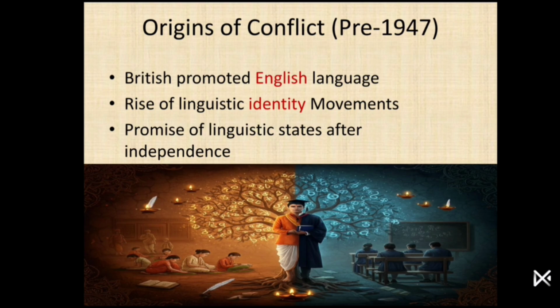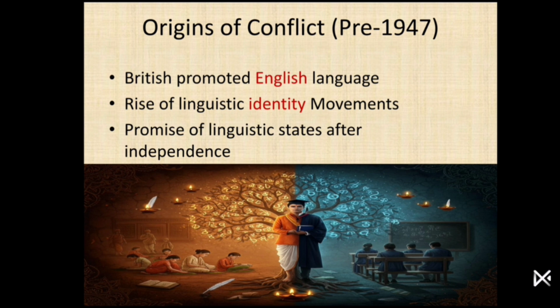Think about it. If you knew English, you could get a government job, enter administration and move closer to power. But if you did not know English, you were automatically left behind. So gradually a divide was created. On one side, people who knew English, on the other side, people who did not. And this was not just a language gap. It became a gap of power and status.